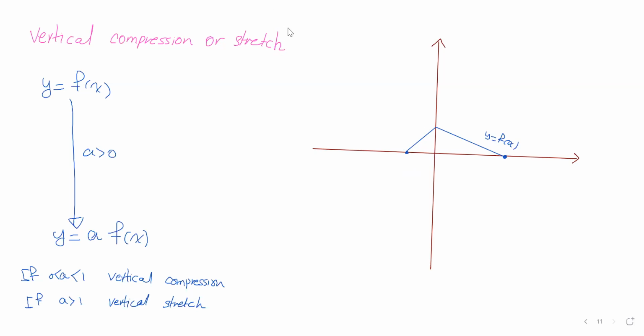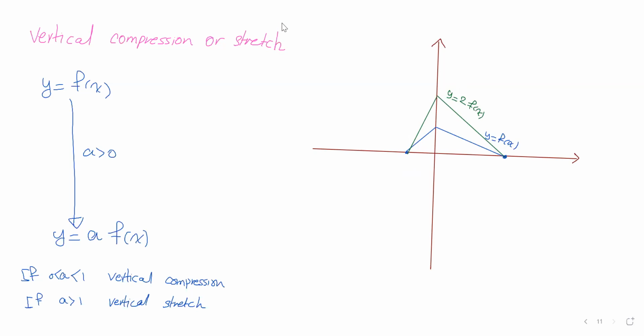So what do you get? So let me change my color. So it's going to be stretched twice because it's 2. So this is going to be y equal to 2 f of x. So it's stretched vertically.